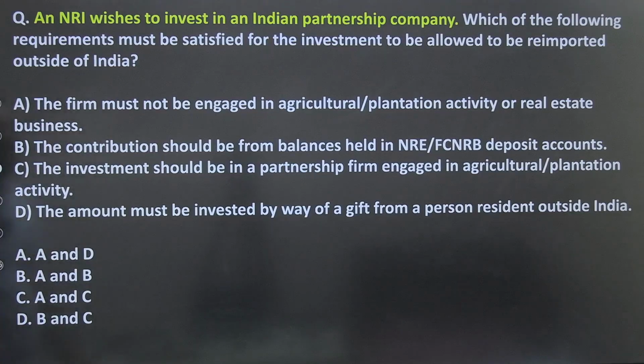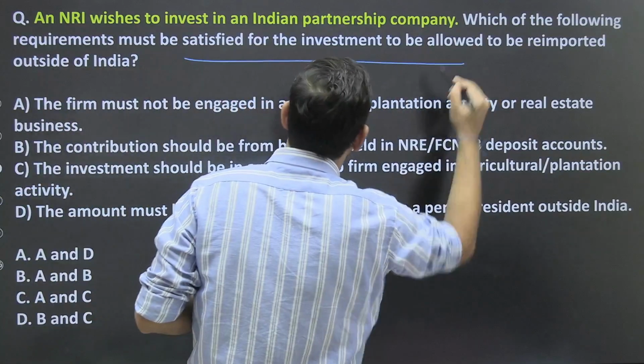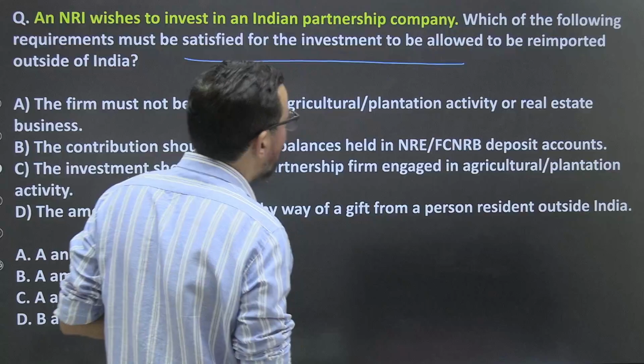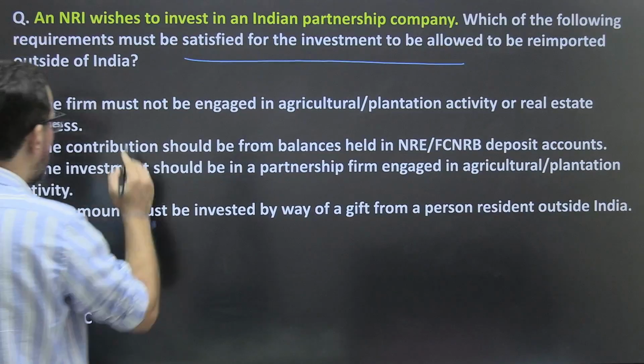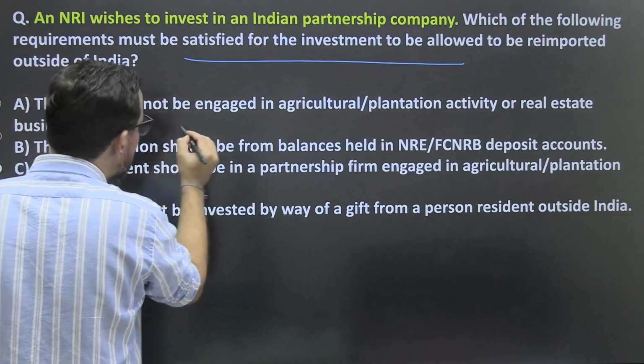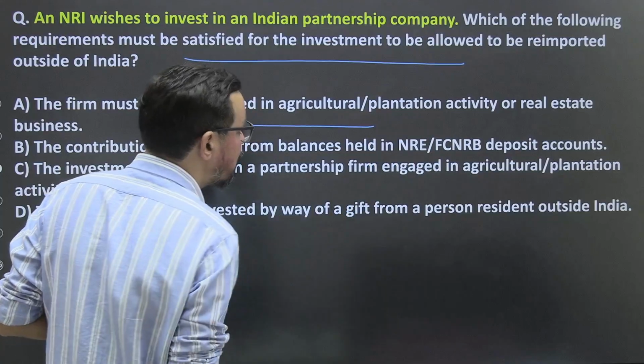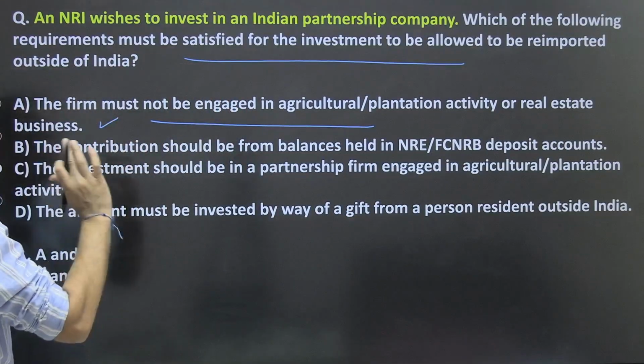So next one. An NRI wishes to invest in an Indian partnership company. Which of the following requirements must be satisfied for the investment to be allowed to be repatriated outside of India? Let's see the options. The firm must not engage in agriculture and plantation activities or real estate business. This we already discussed, so this is not allowed.